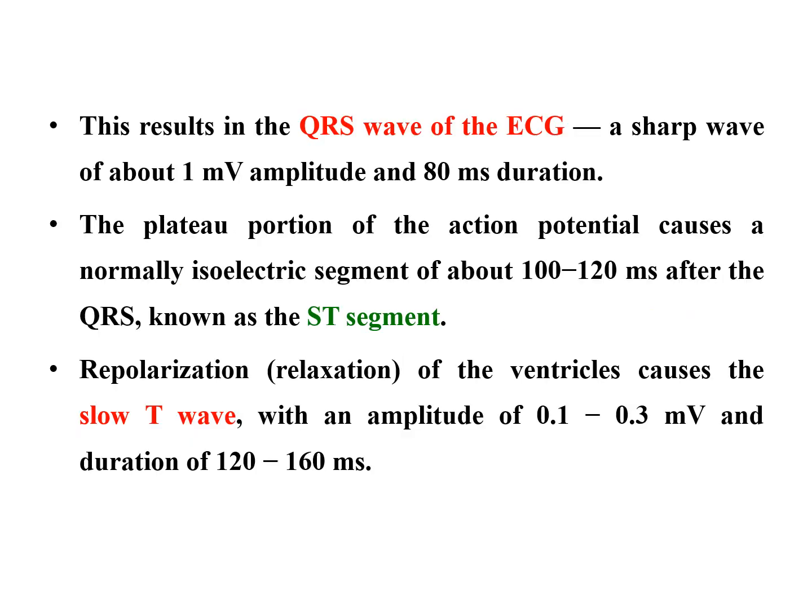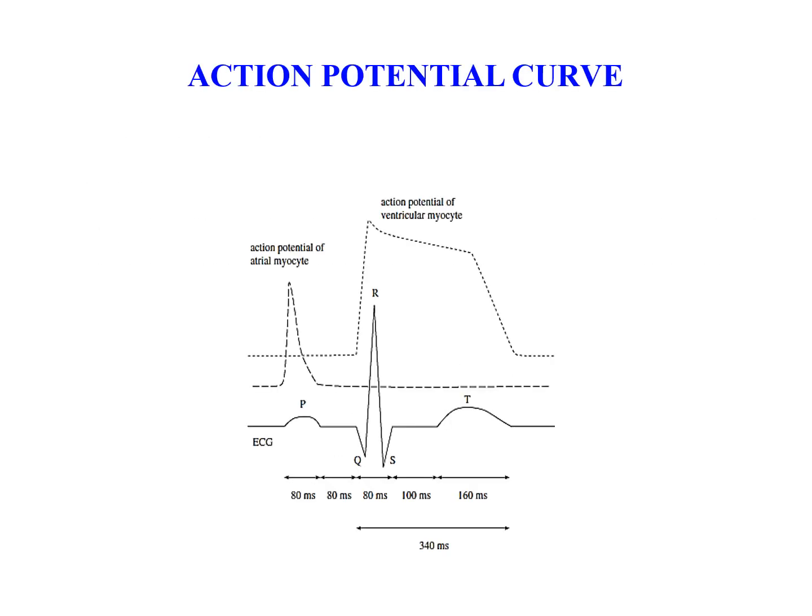Next is the QRS of the ECG wave. This segment is called the ST segment. The ST segment amplitude range is 0.1 to 0.3 millivolt, and the time duration is 120 to 160 milliseconds. This is the waveform of the action potential curve.